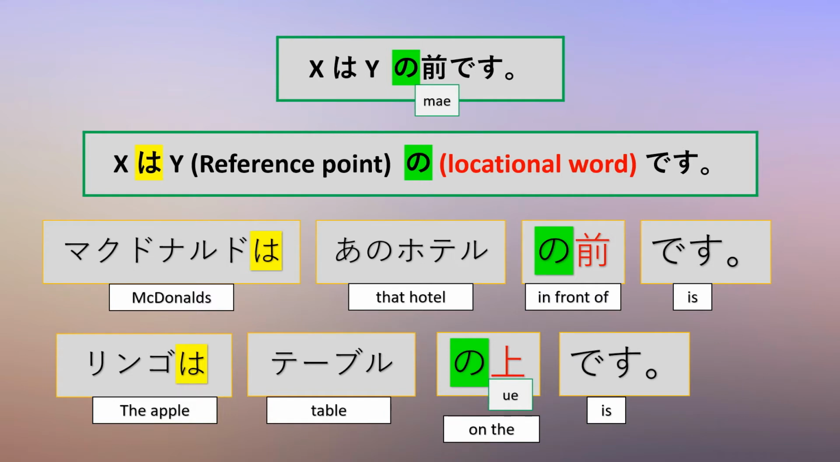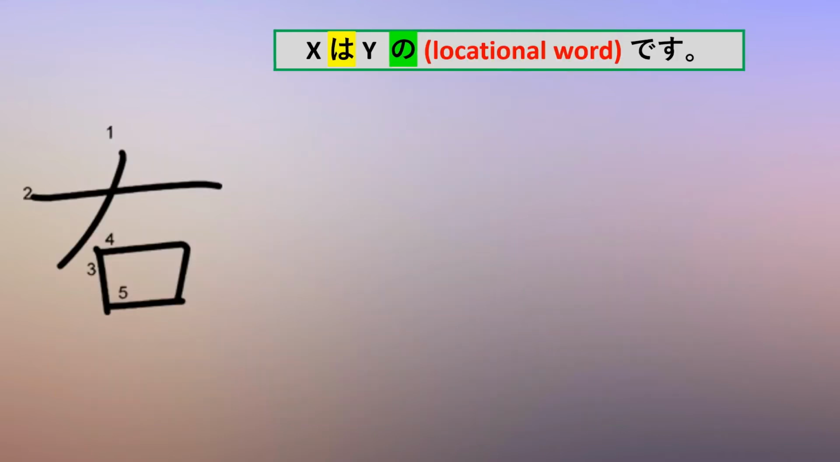Another example. Ringo wa teburu no ue desu. So here, the reference point is the table, above the table or on the table. And what do we find on the table? Teburu no ue. It's the apple, ringo. Okay, so I hope it is clear so far.